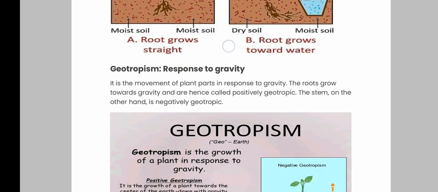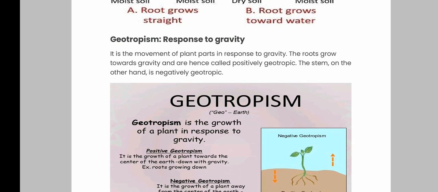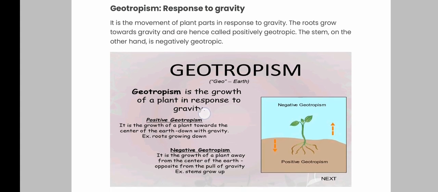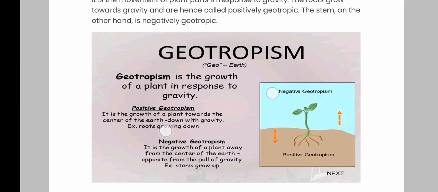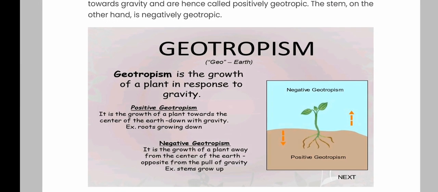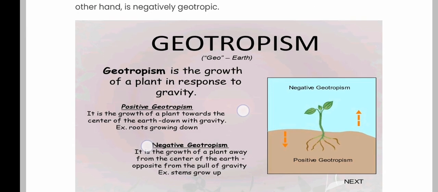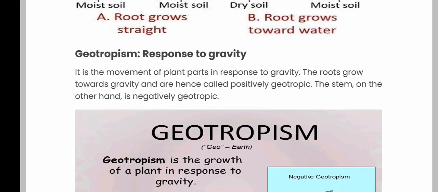Next comes geotropism. Geotropism is the movement of plant parts in response to gravity. The root grows towards gravity, so it is positively geotropic, and the stem grows away from gravity, so it is known as negatively geotropic. You can see in the diagram the growth of the plant in response to gravity, growing towards the center of the earth. Gravity shows roots growing down. So roots show positive geotropism and the stem shows negative geotropism. Okay.